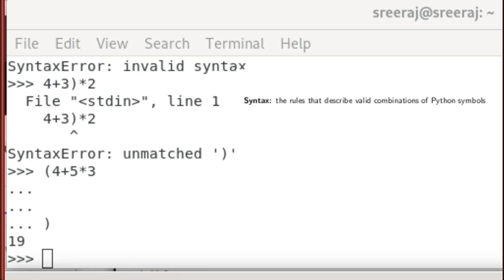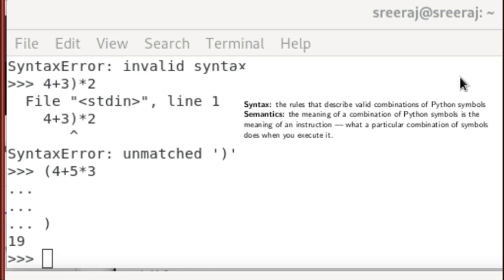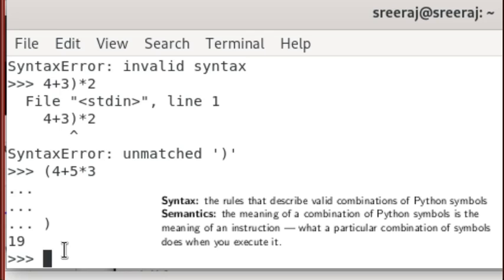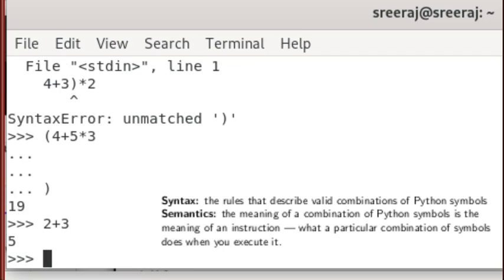In addition to syntax errors, we will also encounter semantic errors. Semantic errors occur when the meaning of a particular expression is invalid. So for example, the syntax of 2 plus 3 is valid, and the above combination of symbols got the answer. The meaning, the semantics, of that expression is that 2 is added to 3, so this is fine.